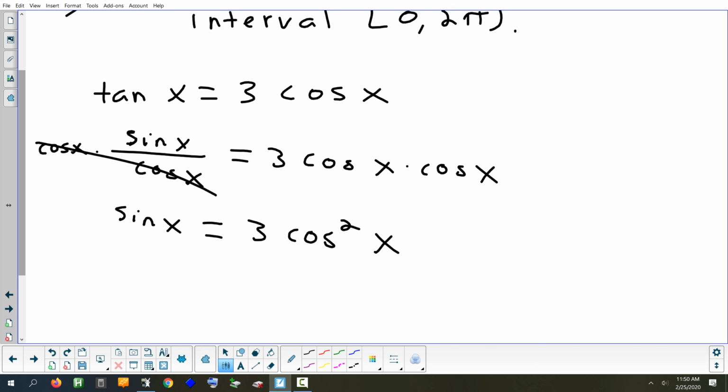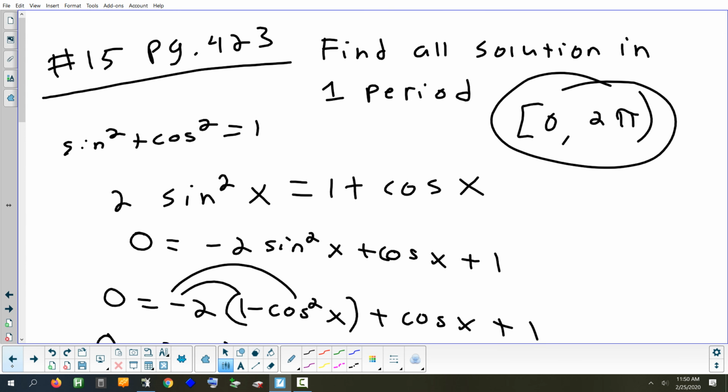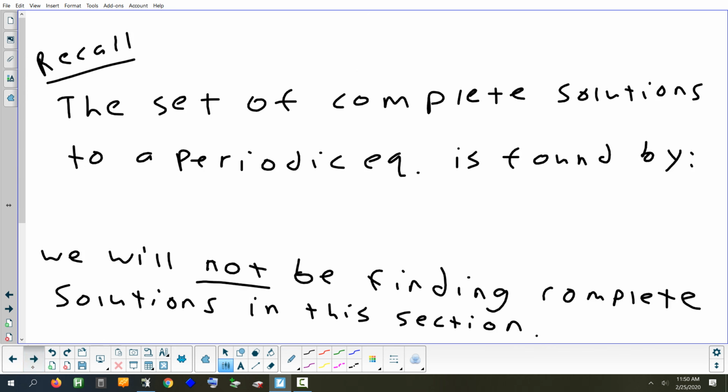Now you've got a trig function on one side, that's sine or cosine, and a trig function on the other side, that's sine or cosine, and one of them is squared. It's exactly what you had right here. Trig function on one side, that was sine or cosine, trig function on the other side that was sine or cosine, and one of them was squared. So it's the same.